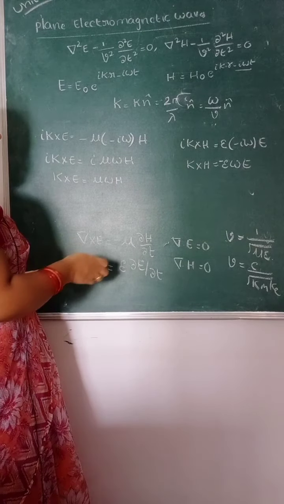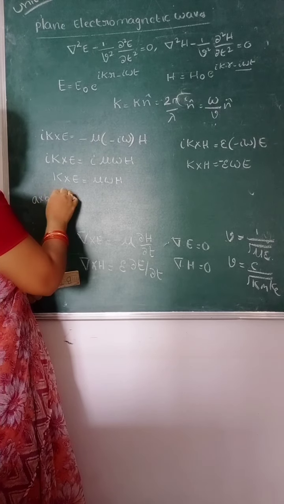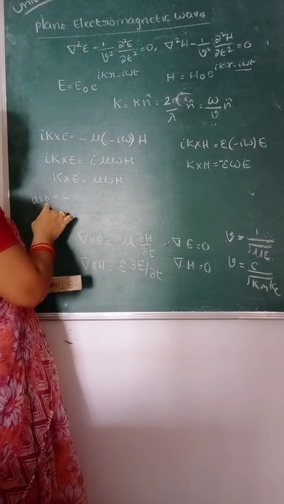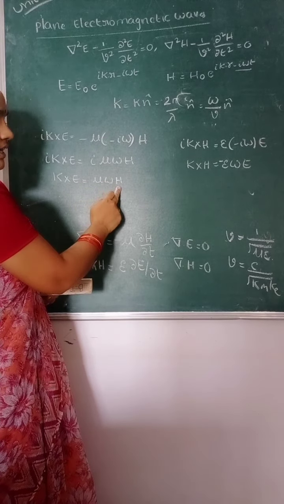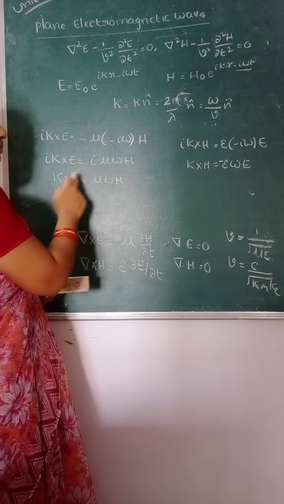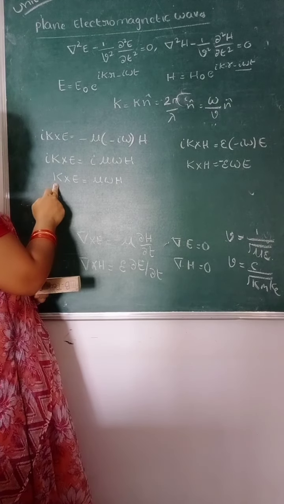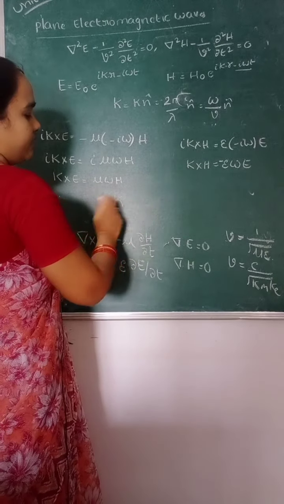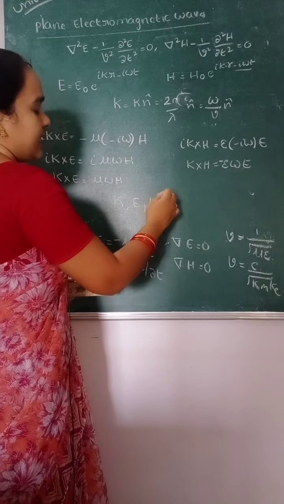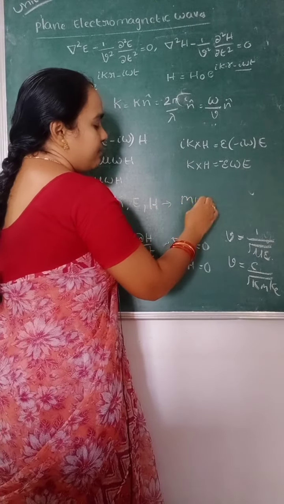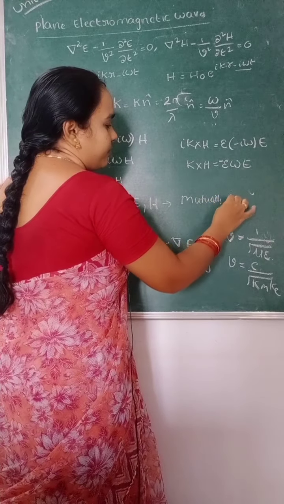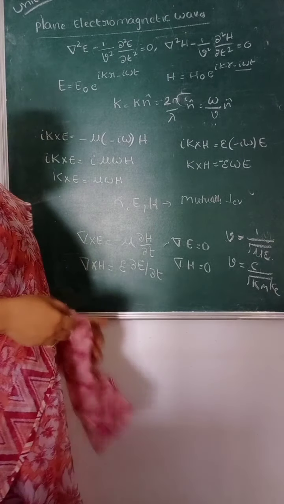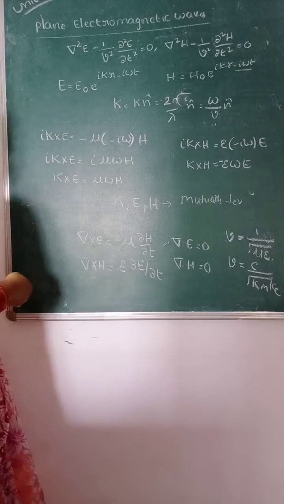The cross product A cross B is equal to C means the C vector is perpendicular to both the A and B vectors. That is, the H vector, the magnetic field vector, is mutually perpendicular to both the propagation of the electromagnetic wave and the electric field vector. That is, from these two equations we conclude that k, E, H are mutually perpendicular. So this is the second summarized point of a plane electromagnetic wave in isotropic medium.